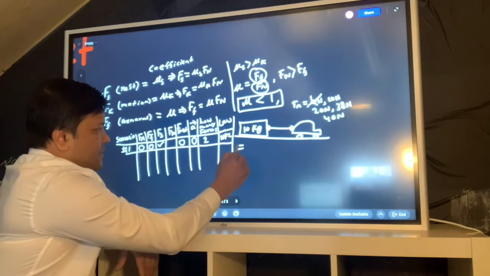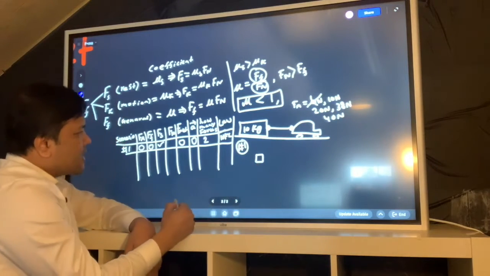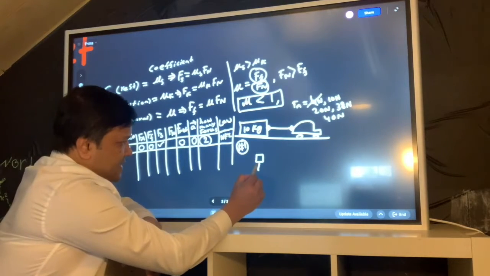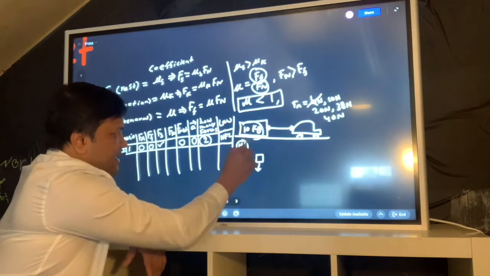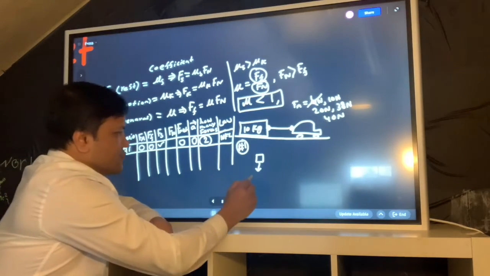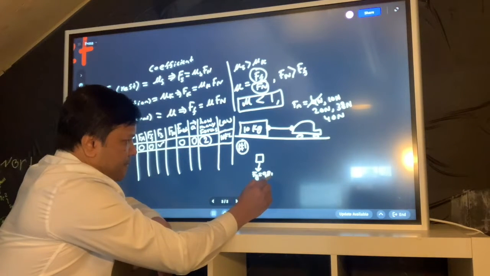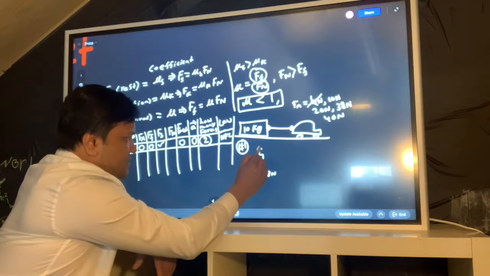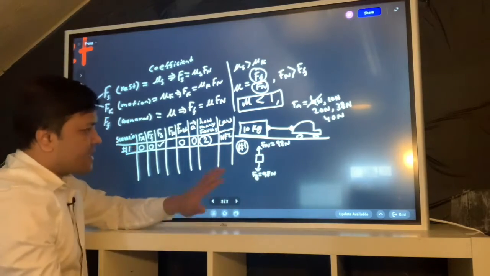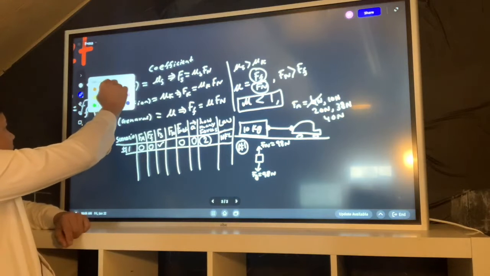For scenario 1, we're going to create a force body diagram. So how many forces acting on it? 2. So one is the weight. Weight is, if mass is 10 kilogram, the weight has to be 98 Newton. And the normal force is also 98 Newton. So let's see whether it matches with the table.